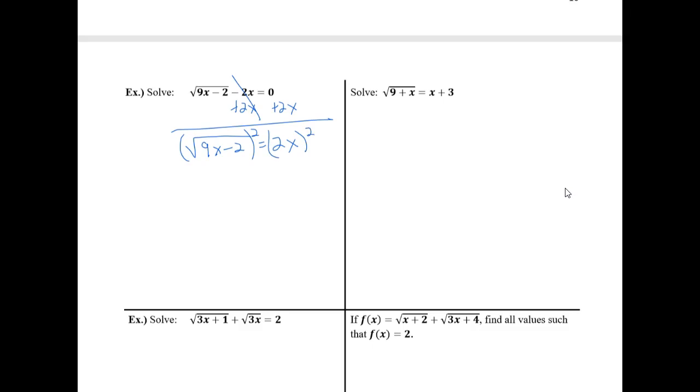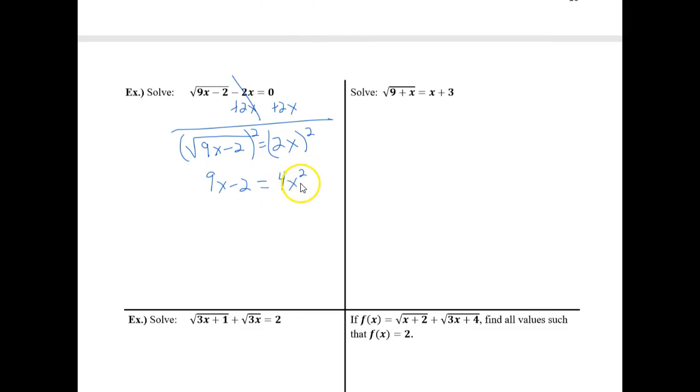When I square a square root, they undo each other, and I'm left with 9x minus 2 on the left-hand side. On the right-hand side, I have to square 2x. So 2x times 2x will give me 4x squared, right? 2 times 2, x times x. Now I have a quadratic equation. So I have an x squared here, unlike the other ones, where I had linear equations. I need to get x alone.